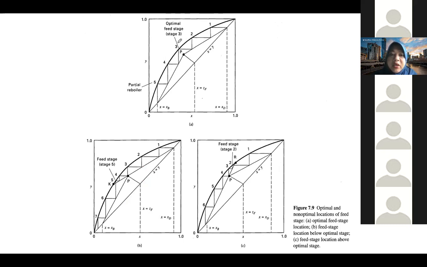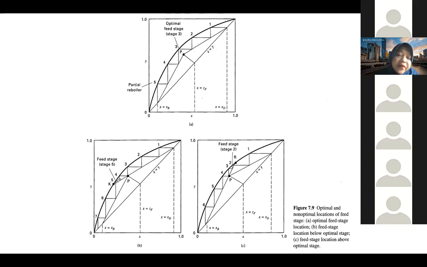From the XD to the intersection point, let's say. So this one is the optimal stages. We have 1, 2, 3, 4, 5, where the 5 is the partial reboiler. So this is the optimal feed stage location. And then look at the point B. What happens, for example, if the feed stage location is below the optimal stage?